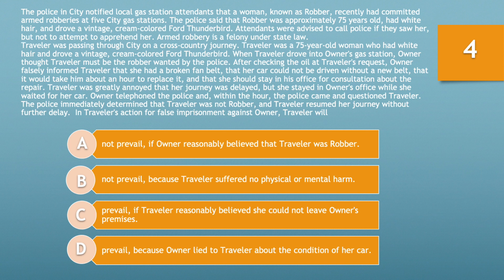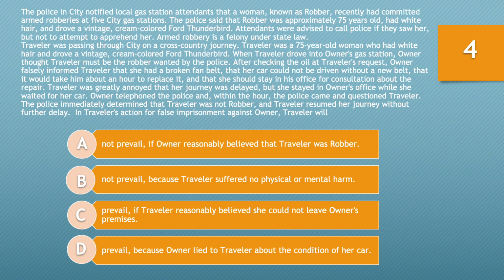Traveler was greatly annoyed that her journey was delayed, but she stayed in Owner's office while she waited for her car. Owner telephoned the police, and within the hour, the police came and questioned Traveler. The police immediately determined that Traveler was not the robber, and Traveler resumed her journey without further delay.